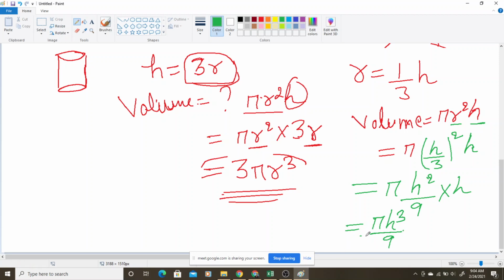So this will be your answer, pi h cube upon 9. This is when r is 1 by 3 of h, and when h is 3 times of r, you are getting 3 pi r cube. So there are some changes, right, a little bit of change happens. Just you need to put what? Exact value. Pay attention to the same values, what value we should put.